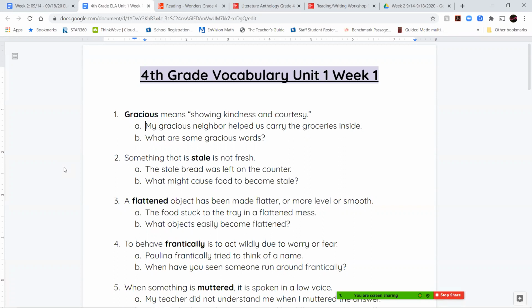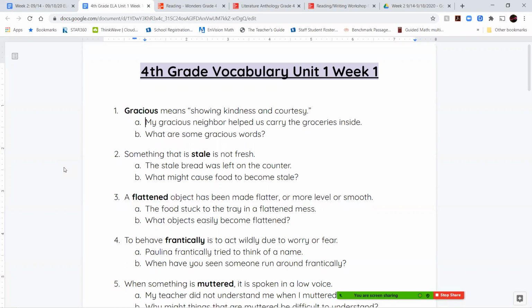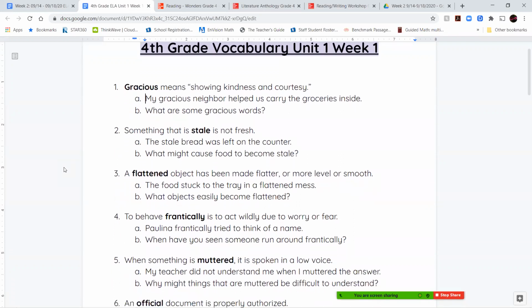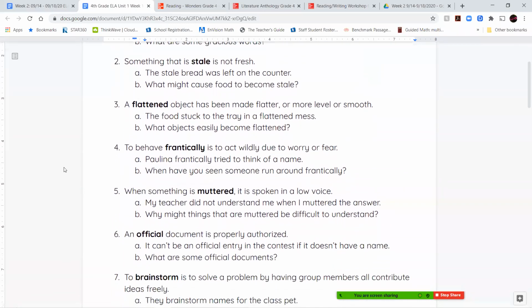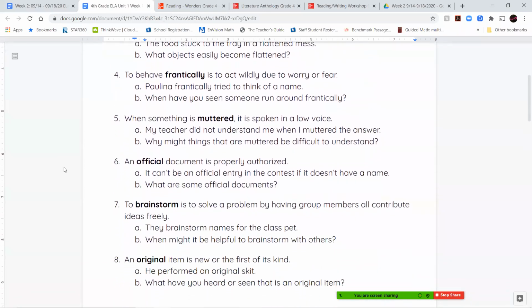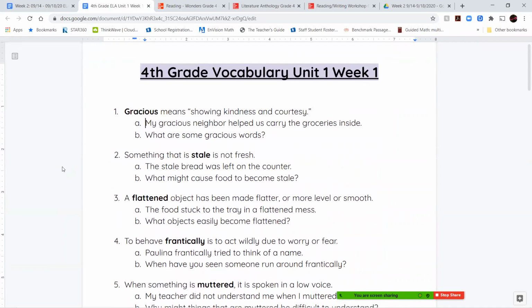Now, your vocabulary list for this week includes the words gracious, stale, flattened, frantically, muttered, official, brainstorm, and original. So the way I have your vocabulary set up is the first line is going to be the meaning and definition of your word. The second line is an example sentence, and the third line is how to use the word in question form.